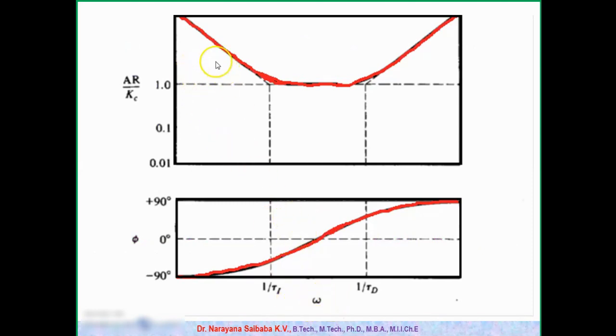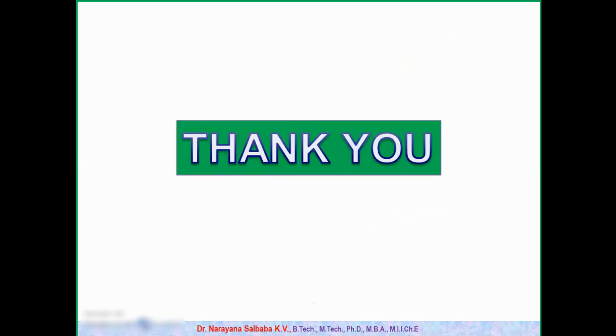If you assume different values of omega, the AR by Kc plot will be like this, just like a U shape. First these values will decrease with increasing omega. Then at AR equal to Kc, you will get a constant value, and again this value will increase. If you take the phase diagram, if you observe this bottom curve, these phi values move from minus 90 to plus 90 as omega changes from minimum value to maximum value. This is how we get a PID Bode diagram. Thank you very much.